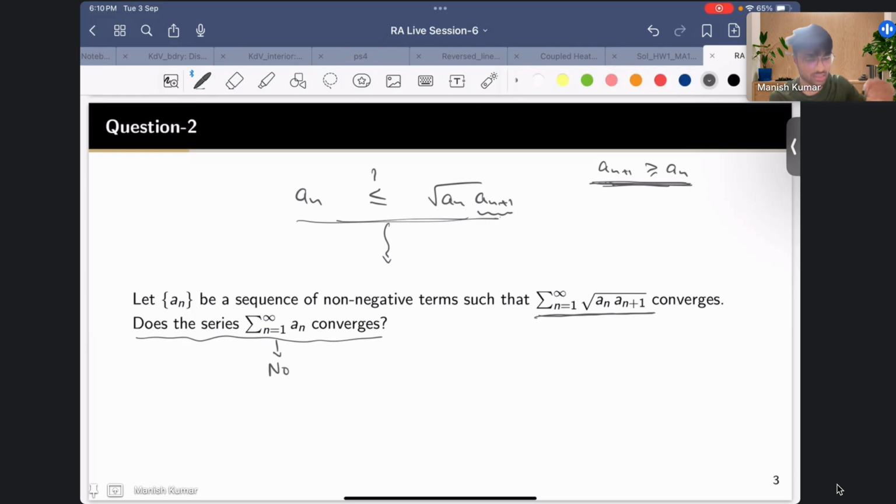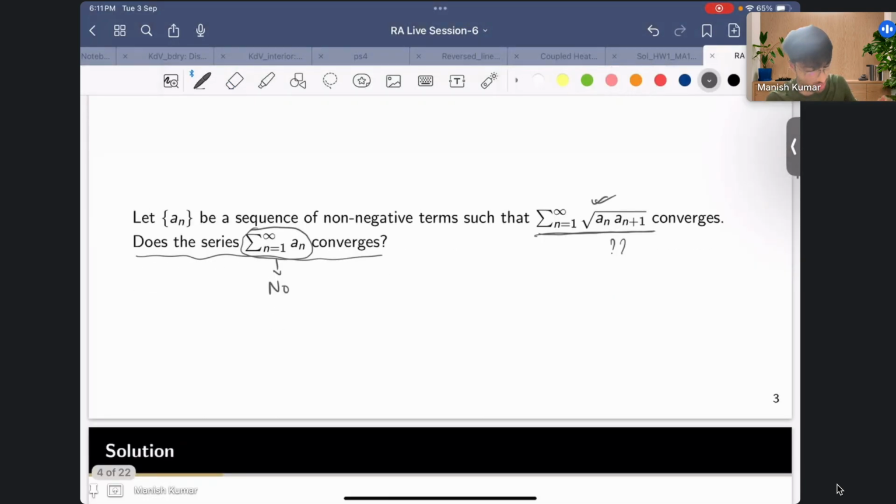Now when I say the answer is no, then at that point you have to look for some counterexample, correct? So you have to find some example such that this series converges but this does not. So it is better to start with a sequence such that the series summation an is not convergent. Then we'll see how we can make this one convergent. Okay, so now let's try to find the example.